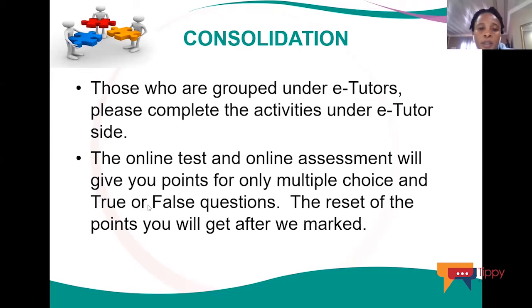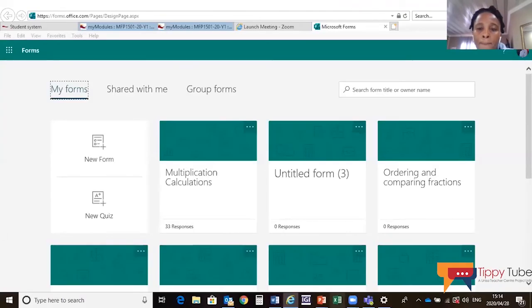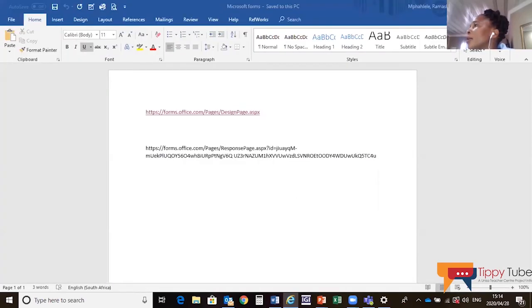Can you see the Microsoft Forms, Mandla? Yes, now they just appeared. Okay. My students, as you can see on the Microsoft Forms, we do have different forms here. We've got multiplication calculations. It shows that it has got 33 responses yet. And then we've got ordering and comparing fractions. No one has responded yet.